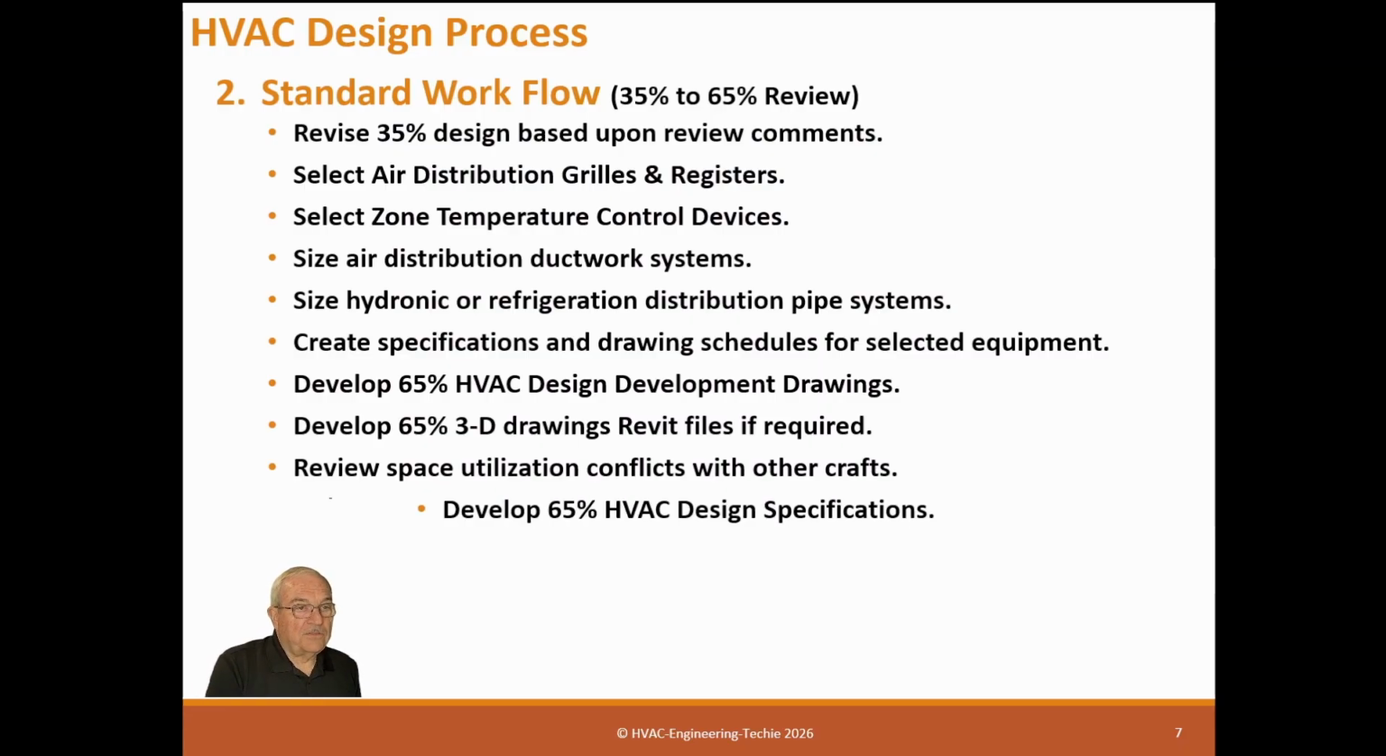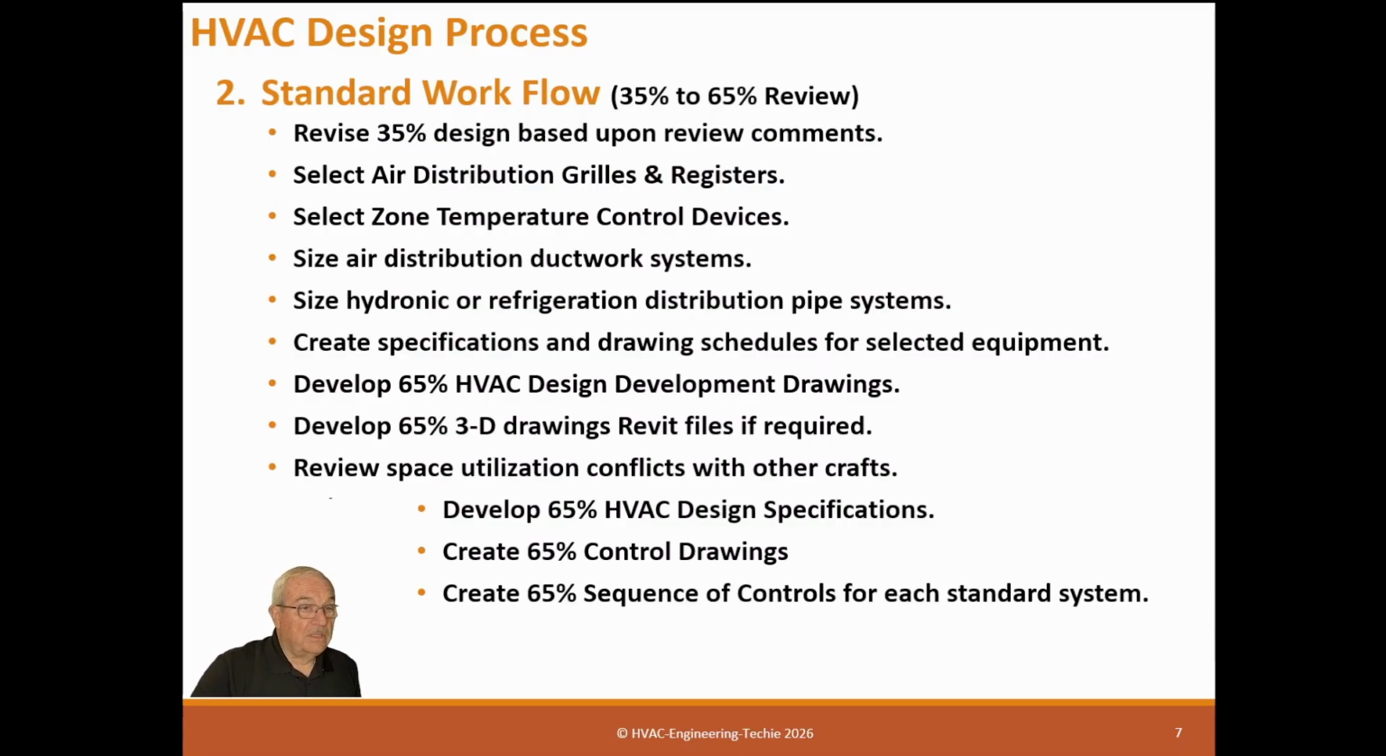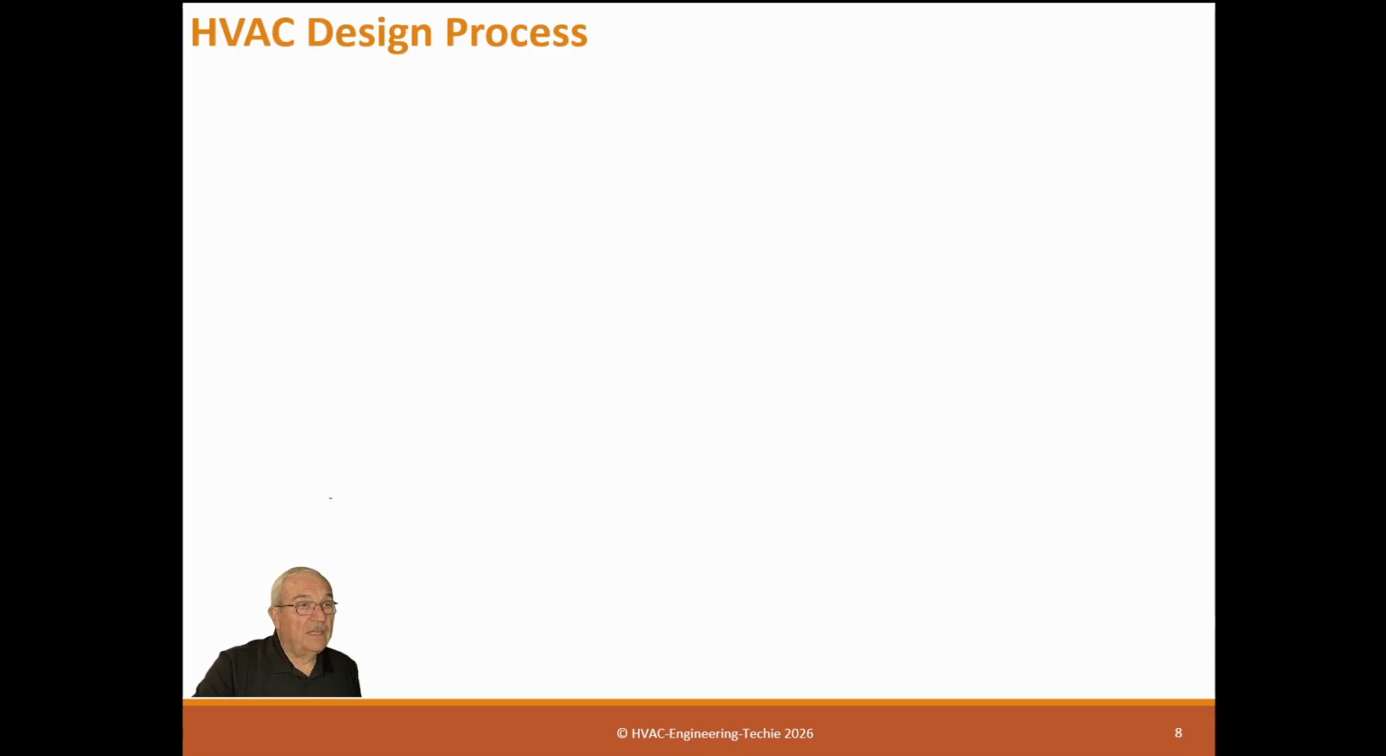So develop 65% HVAC design specifications. Create 65% control drawings. Now, at this stage, at 65%, sequences should be there, basic sequences, basic control drawings. So in other words, the design is pretty much complete. There may be a few details still not there, but this should be enough that someone can say, I understand what we're going to get from these drawings. Create 65% sequence control for each standard system.